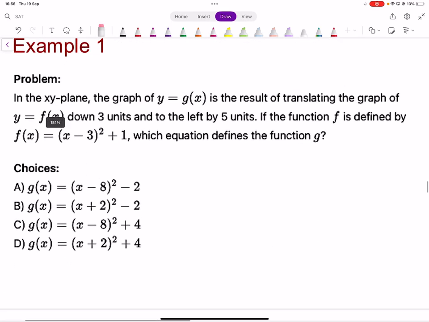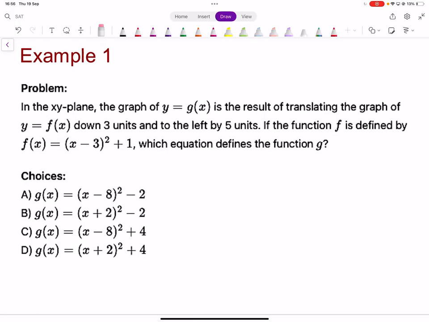Let's try this now. In an xy plane, the graph of y equals g of x is the result of translating the graph of... Can we do this quickly now? We have one more topic to cover after this as well. So please, let's speed up a little. The graph of y equals g of x is the result of translating the graph of f of x down 3 units and to the left by 5 units. If the function f of x is x minus 3 whole squared plus 1, what is g?